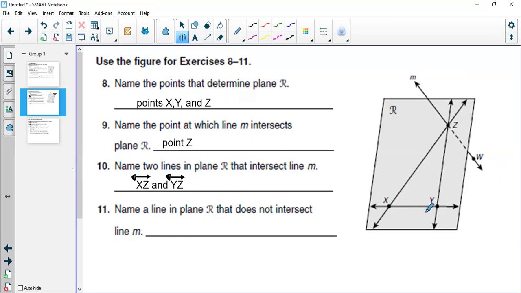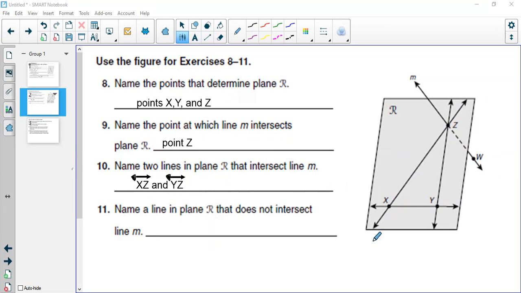You need to study and understand the figure properly before you start doing the questions. Okay, so here we have line XY, here we have line XZ, here we have line YZ, and this is line M. And there is a point on line M, which is W. Okay, name a line in plane R.